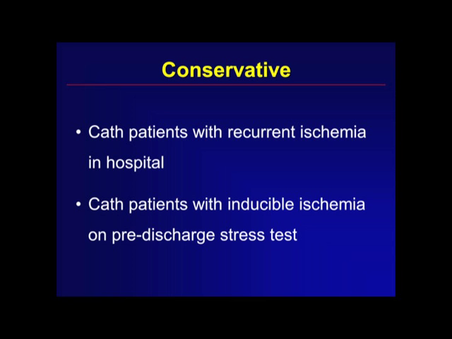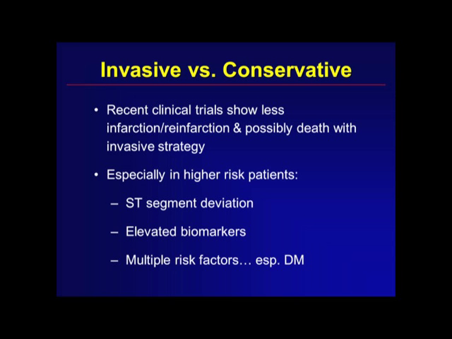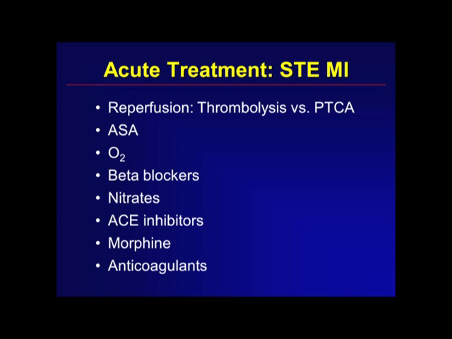Early invasive is a little better. Most trials show that if you do a cath and intervene on significant disease, you reduce infarction, reinfarction by 6 months and maybe death. So patients who have ST depression, elevated troponins, multiple risk factors, especially diabetics, maybe older age or a little failure, yeah, we're going to take them to the cath lab. Higher risk, definitely go to the cath lab.